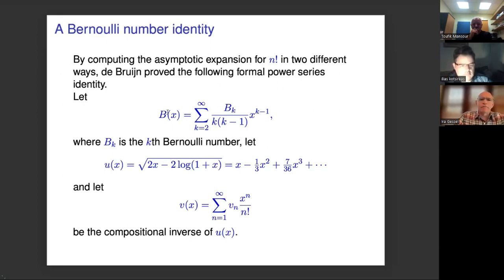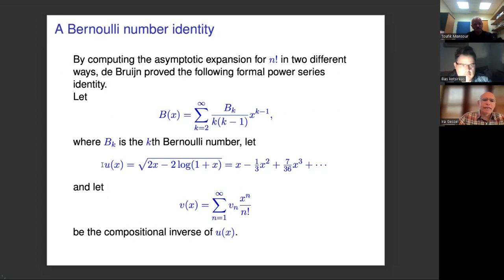This is different from the b of x before. It's this kind of funny generating function for Bernoulli numbers. B sub k is the kth Bernoulli number. So we take an x to the k minus 1 here rather than x to the k, and we divide by k times k minus 1. Okay, so this weird Bernoulli number generating function.